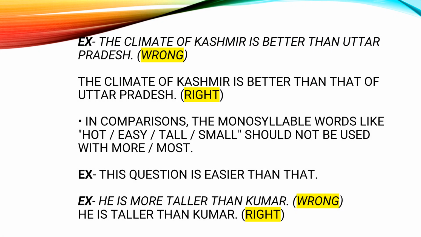For example, the climate of Kashmir is better than Uttar Pradesh. So you just cannot say that it is better than Uttar Pradesh. When you're comparing, you have to mention than that of. So you're comparing between the two things. The correct statement should be, the climate of Kashmir is better than that of Uttar Pradesh. So you have to use that word in between.